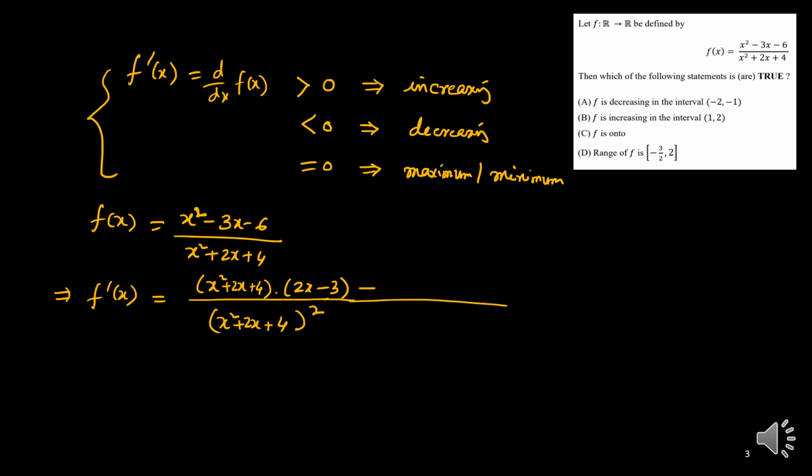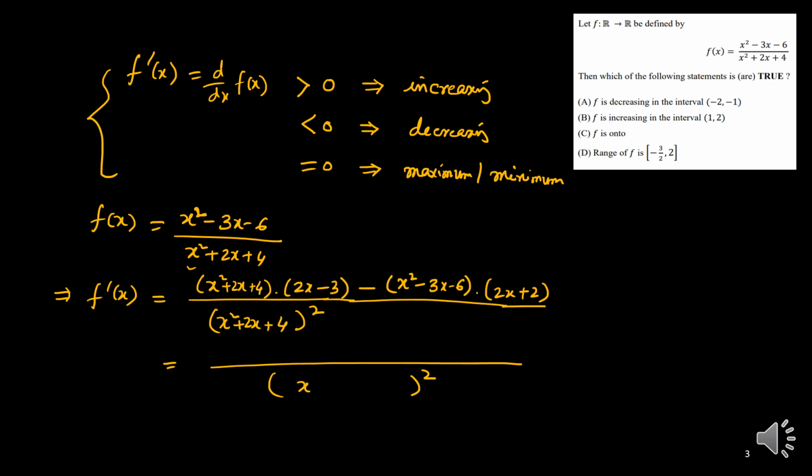So what is this? Now I'll take the numerator x square minus 3x minus 6 and keep it constant. Then I'll take the derivative of the denominator. So x square gives 2x, and the derivative of 2x is plus 2, and the derivative of 4 is 0, constant is 0. That's simple. Now I can simplify it. So the denominator will remain the same, x square plus 2x plus 4.